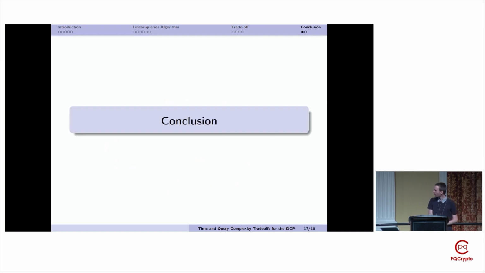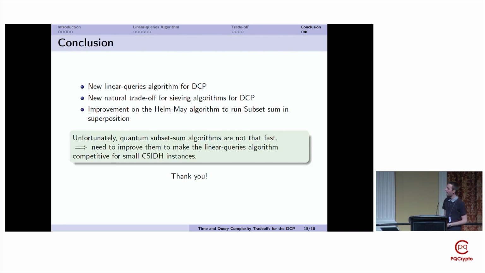Okay, so now I get to a conclusion of this talk. We presented in this work a new way to solve the DCP, but DCP here means also abelian hidden shift and dihedral hidden subgroup with a linear number of queries, which is interesting if you want to optimize aggressively the number of queries you make.